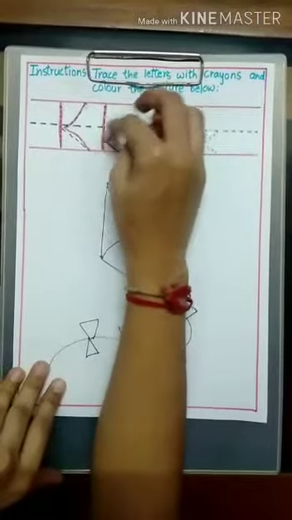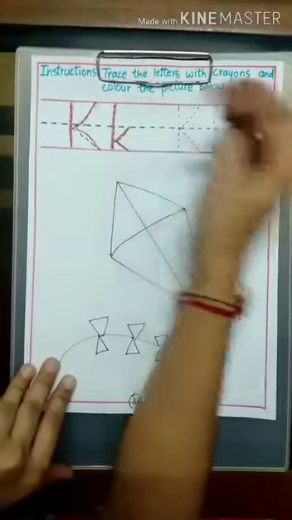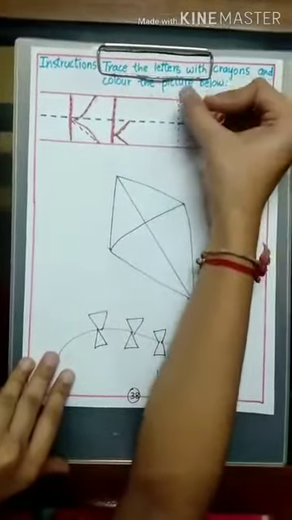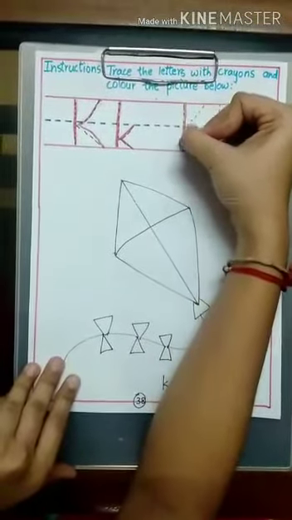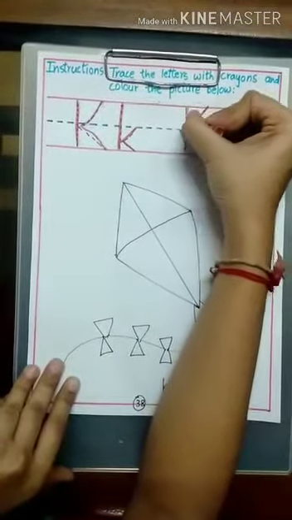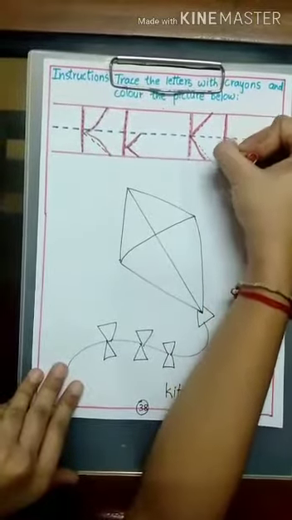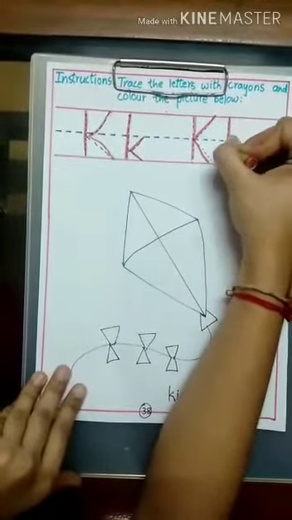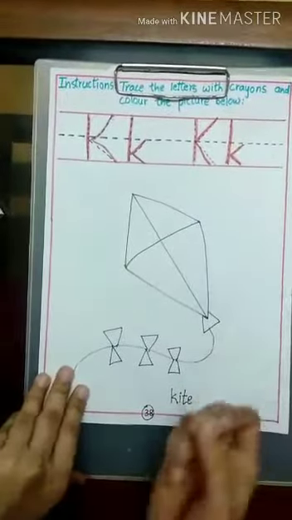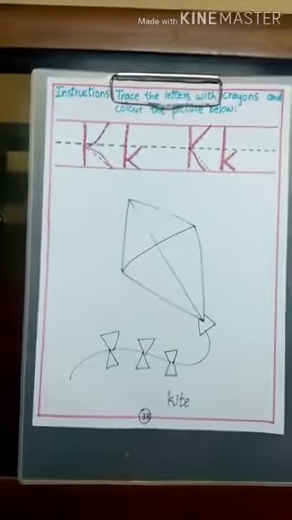Slanting line, standing line, slanting line, slanting line, standing line, slanting line, slanting line, standing line, slanting line, slanting line. And that is how we write K.